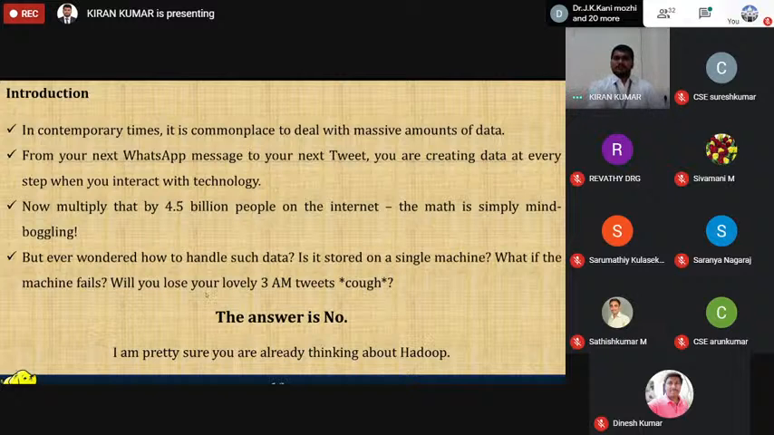So here, if you ask this question, the answer is no, because you might already be thinking about Hadoop, because Hadoop has all these benefits. I am pretty sure you are already thinking about Hadoop. Let us step into Hadoop to understand how it overcomes these problems and how it is going to give benefits for the customers and also for the companies.